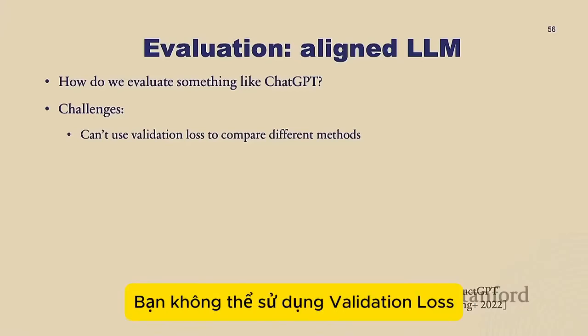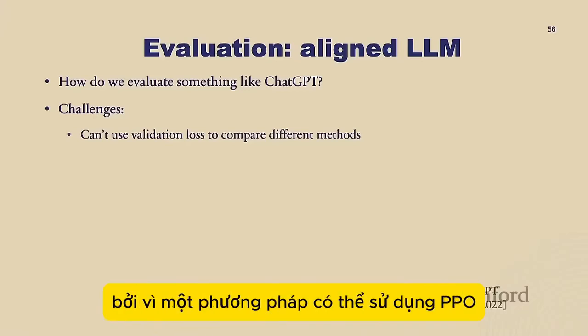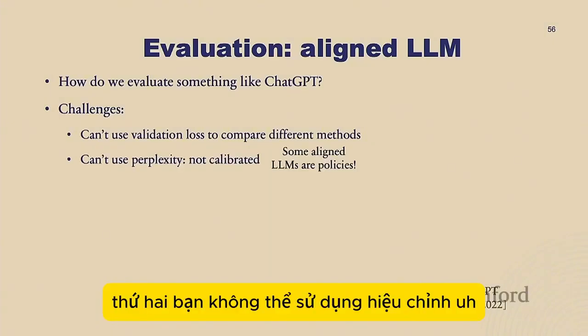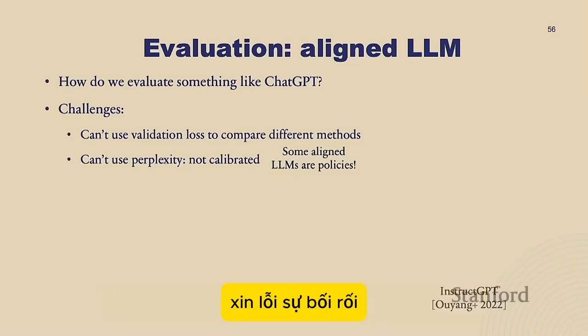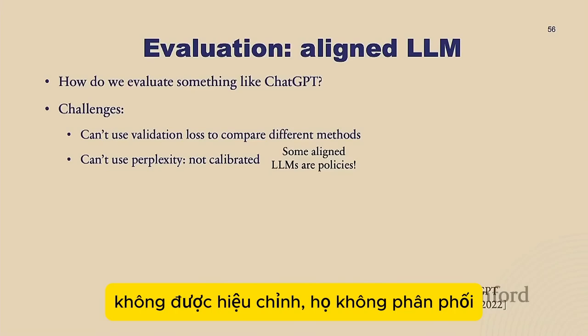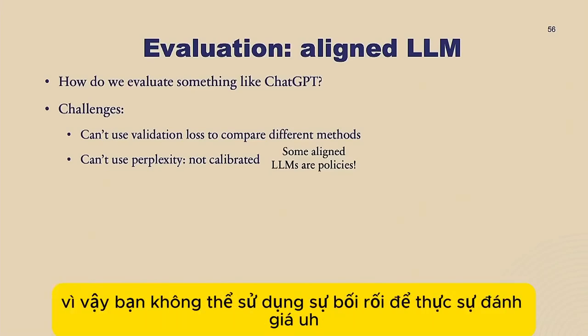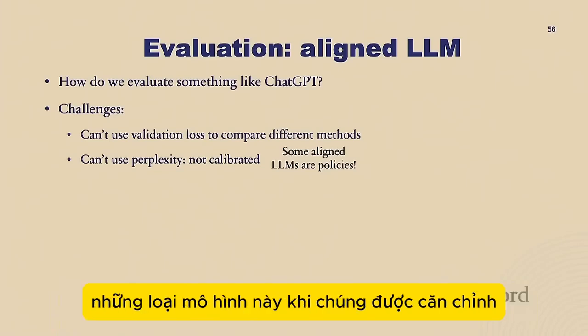One, you can't use validation loss, because one method might use PPO, the other one might use DPO. Validation loss is not comparable. Second, you can't use perplexity. That's the thing I told you before. These models are not calibrated. They don't give distributions. They just optimize for one thing. So you can't use perplexity for actually evaluating these types of models once they're aligned.